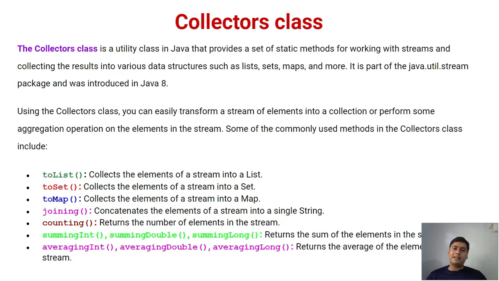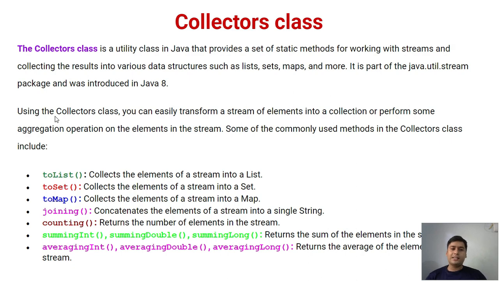What is Collectors? Collectors we have already discussed in a very good way; we have discussed each and every method of Collectors. Collectors is one of the utility classes in Java that provides a set of static methods for working with streams. Basically, we use Collectors with streams only, collecting the result into various data structures such as list, set, map and more. It's part of the java.util.stream package and was introduced in Java 1.8.